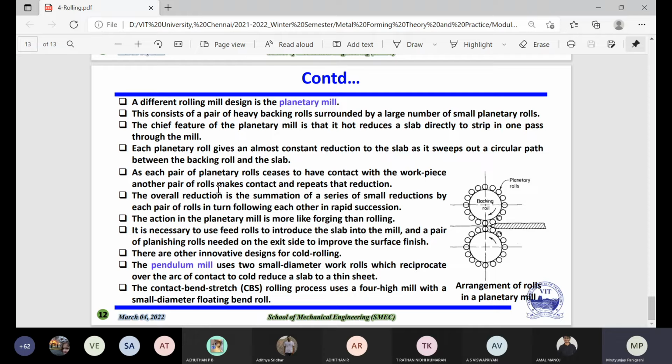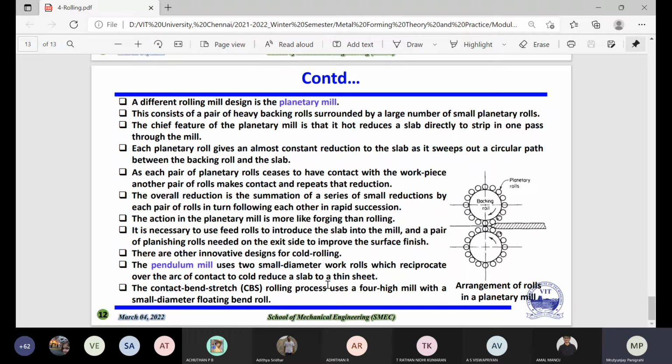You can have a look at what I just wrote in text format. One more, the last one: the pendulum mill uses two small diameter work rolls which reciprocate over the arc of contact to reduce a slab to a thin sheet. And the contact bend strip rolling process uses a four-high mill with a smaller diameter floating bend. This is also one kind of mill. I could not find the photo, but maybe I will put in a schematic diagram of the pendulum mill so that you can understand. It has two small diameter work rolls.